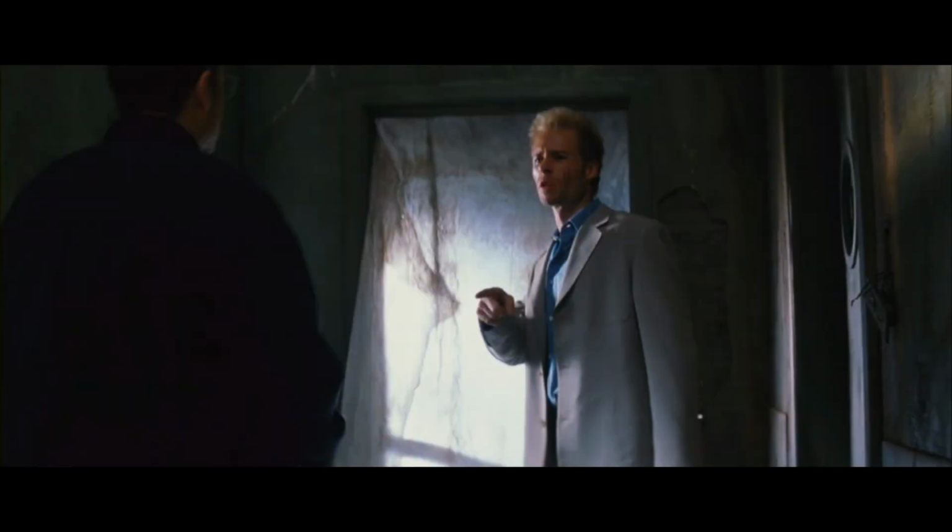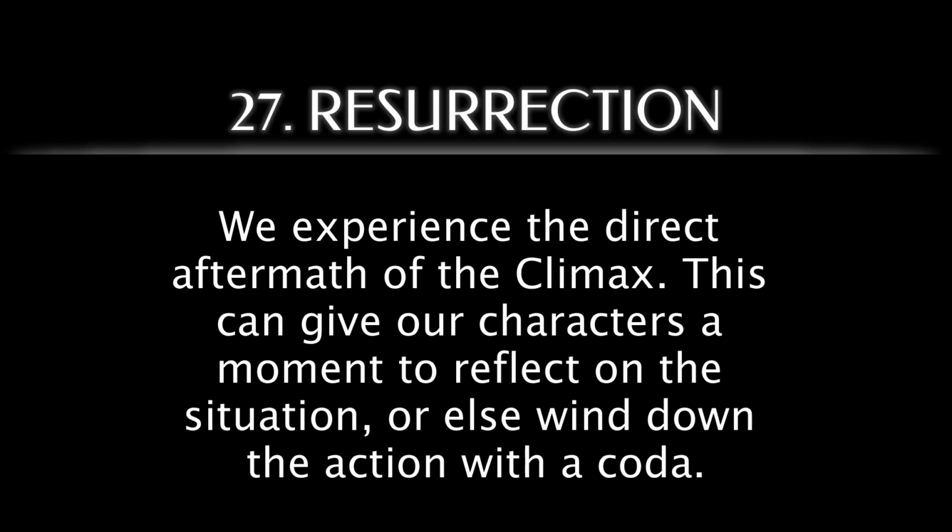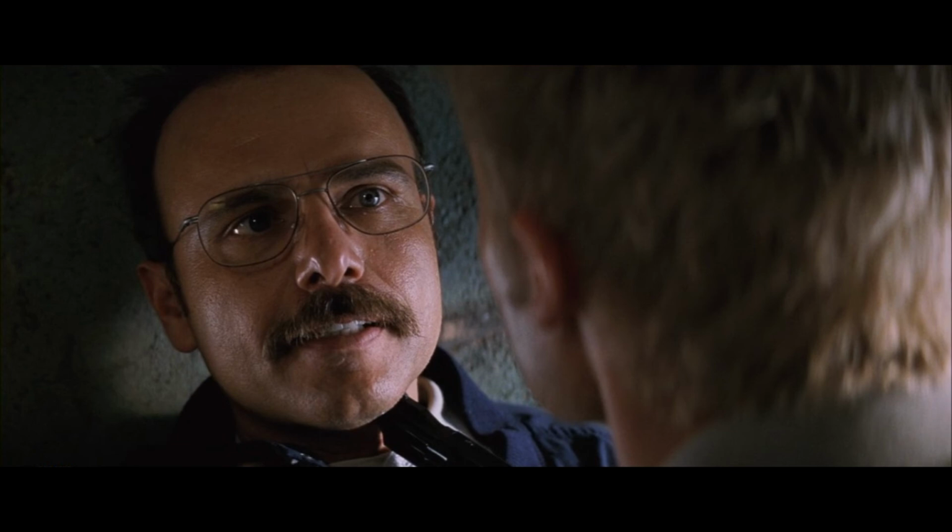Leonard fakes his memory loss to trick Teddy into revealing a crucial lie. We experience the direct aftermath of the climax. This can give our characters a moment to reflect on the situation, or else wind down the action with a coda. Teddy confesses to the angle, using Leonard to achieve his payday. Then he connects Leonard with Sammy, revealing how unreliable his previous memories are too.